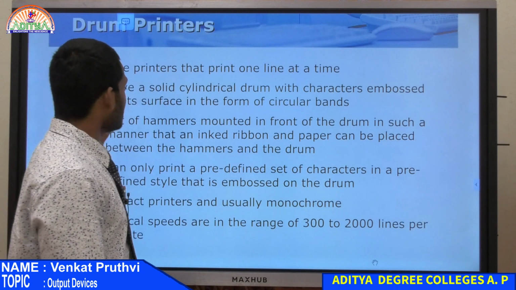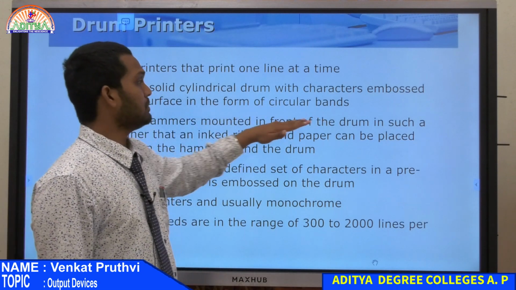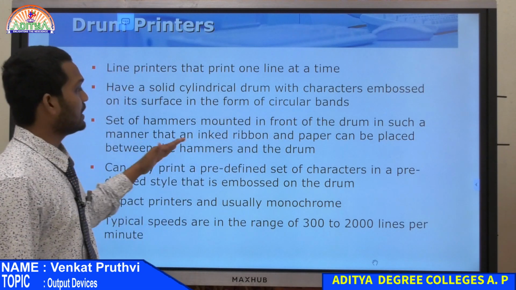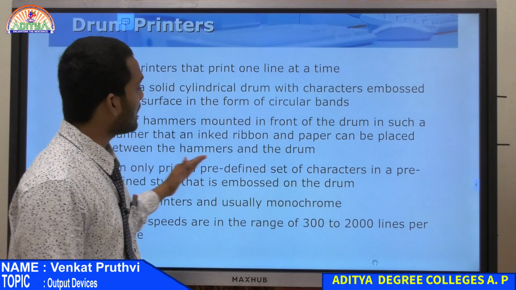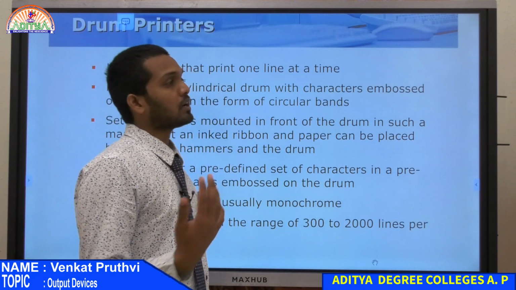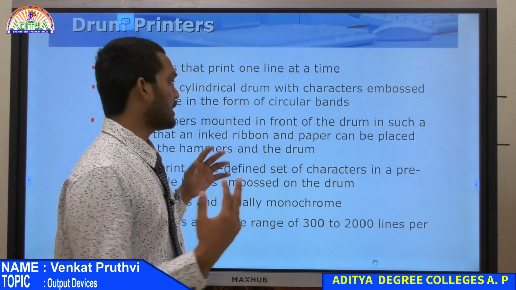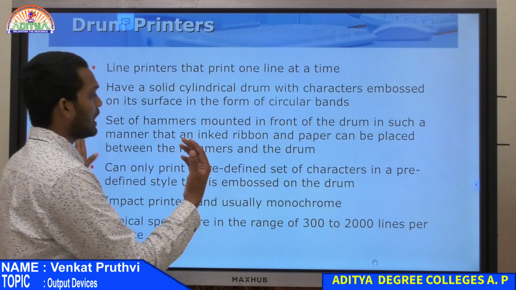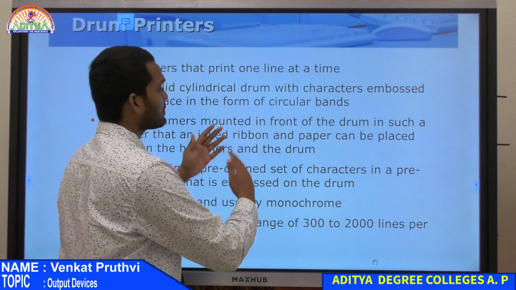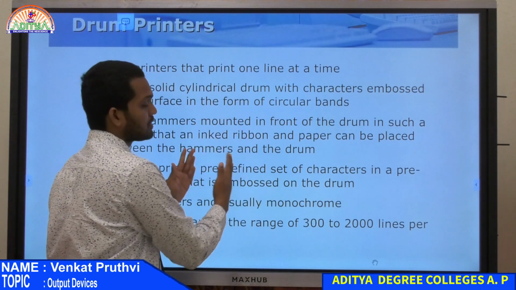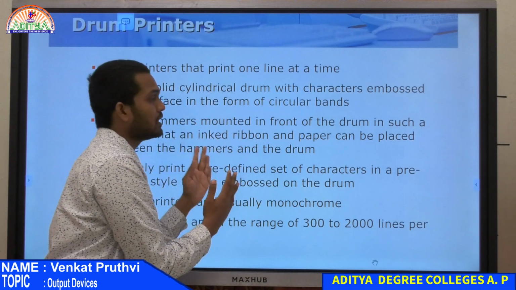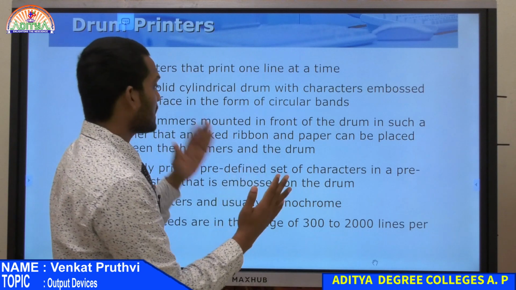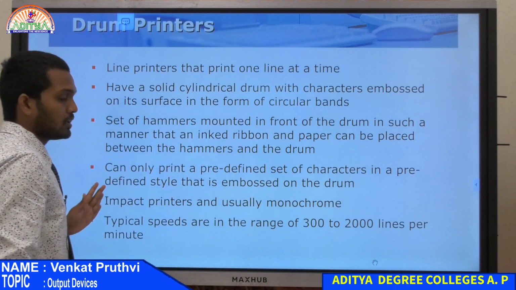Then, a set of hammers is mounted in front of the drum in such a manner that an inked ribbon and paper can be placed between the hammer and the drum. What happens? The inked ribbon and paper are placed in between the hammer and the drum, and whatever output needs to be printed is printed onto that paper.